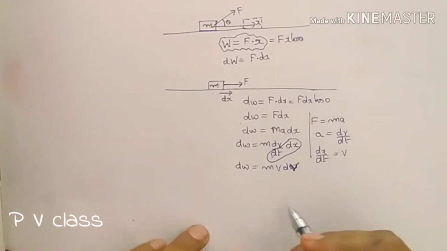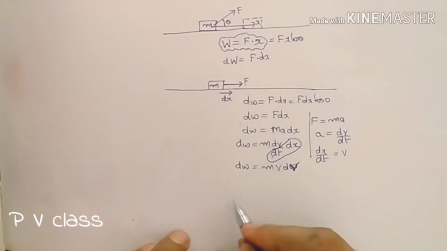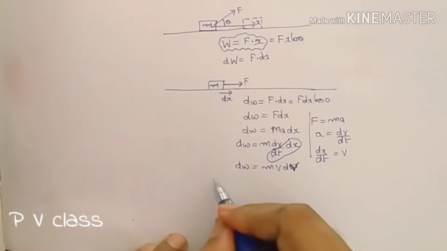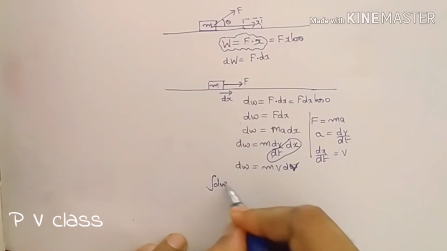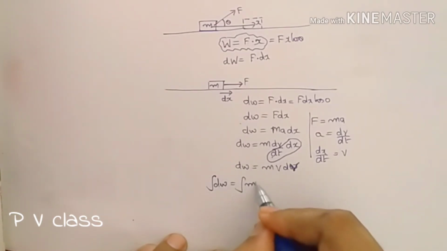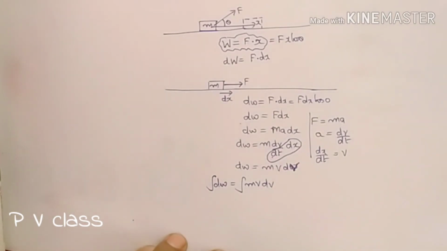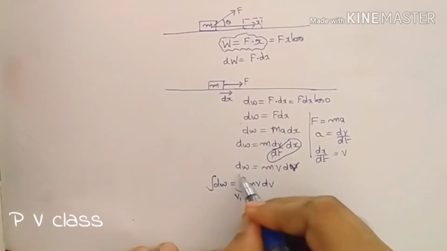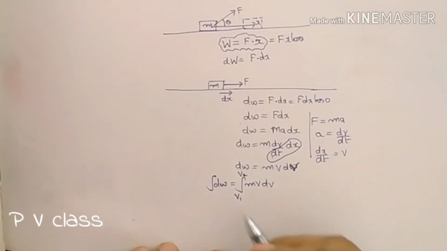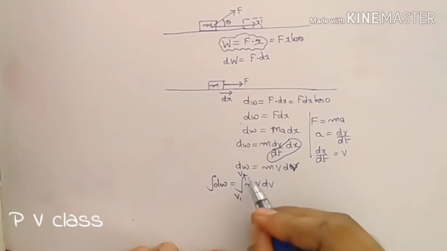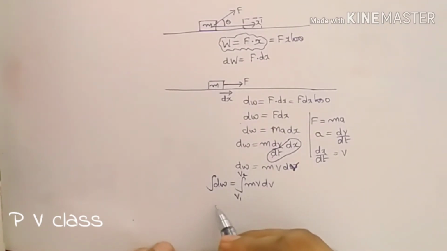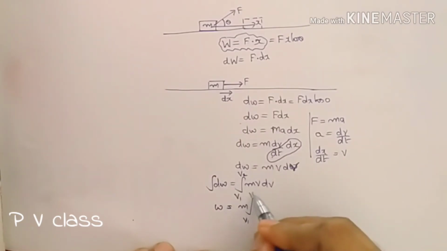Okay, then let's integrate this function. Therefore integral of dW is equal to integral of mv dv. Let's take the initial velocity as v1 and the final velocity as v2. We are taking the initial velocity of the substance as v1 and the final velocity as v2. What is the integral of dW? Integral of dW is W. Then on this integration, m can be taken out, and we have the integral from v1 to v2 of v dv.